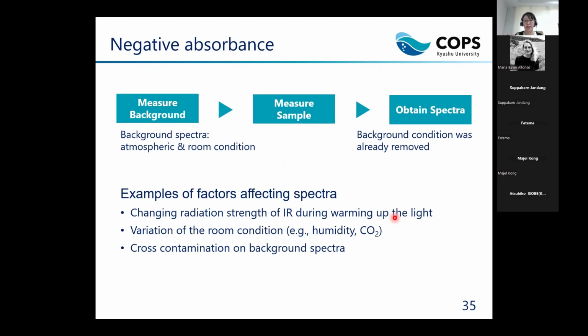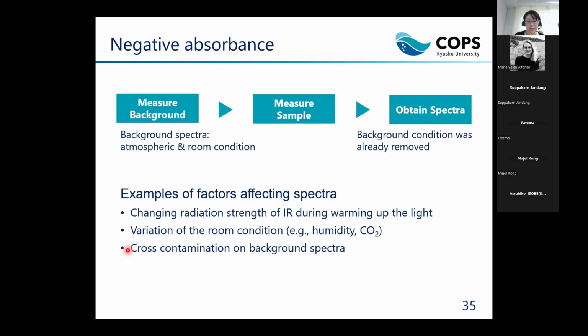And in that case, the difference between background and sample has some kind of trouble. So in that case, you need to measure the background again. Also, perhaps humidity affects the sample situation, the measuring conditions. And also, if you breathe on the chamber of the FTIR, it affects. So you need to consider the measuring situation as well.